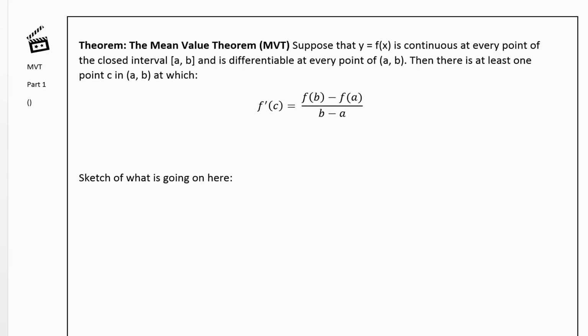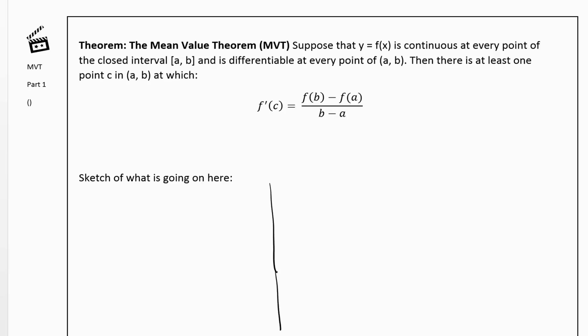So notice, unlike Rolle's theorem, this doesn't require that f of b equals f of a. They can be anything. And this tells us there's some point where this derivative is equal to this special value. Well, let's see what's actually happening here.